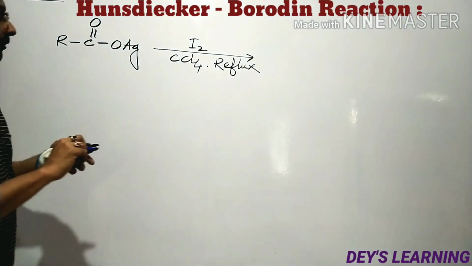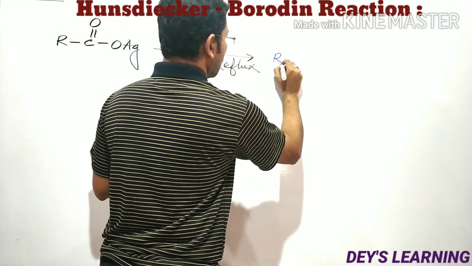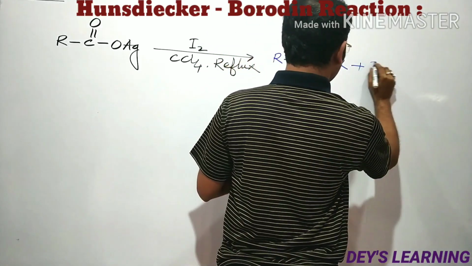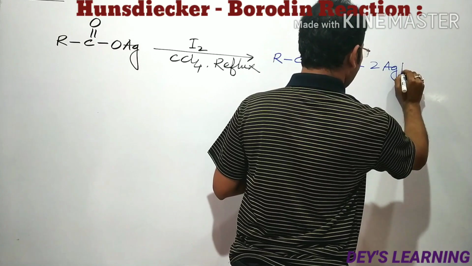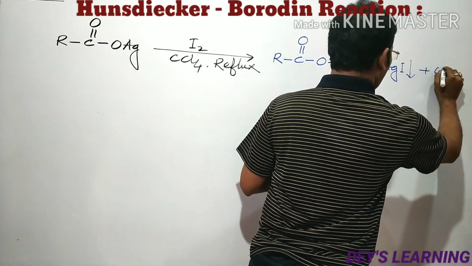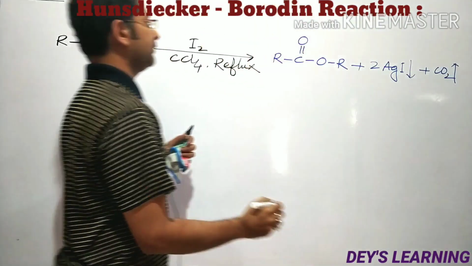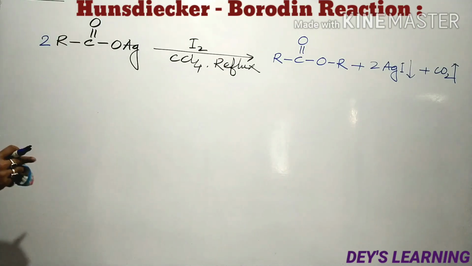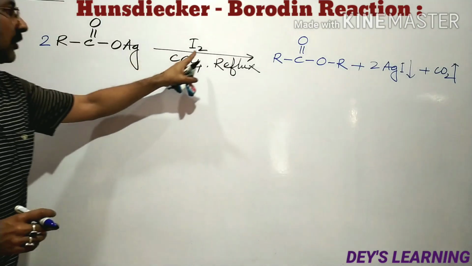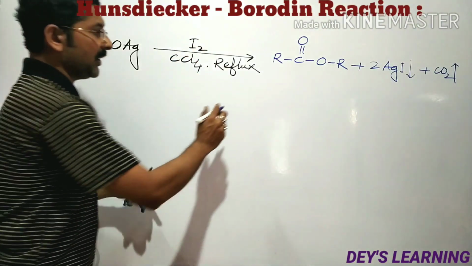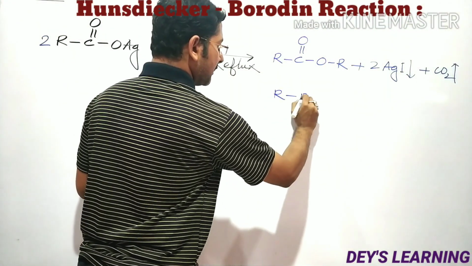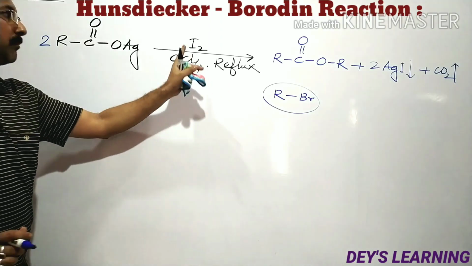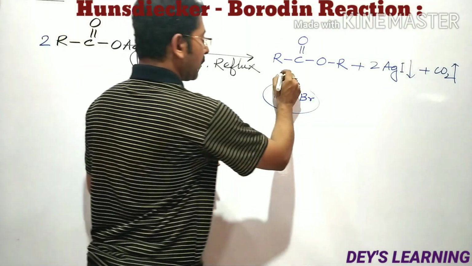Now our product will be RCOOR. Plus 2 silver iodide will be precipitated down and 1 carbon dioxide molecule will be evolved. So to balance this one, we have to write 2 here. If we take bromine here, we will get the alkyl halide RBr. But if we take iodine instead of bromine, our product is an ester.